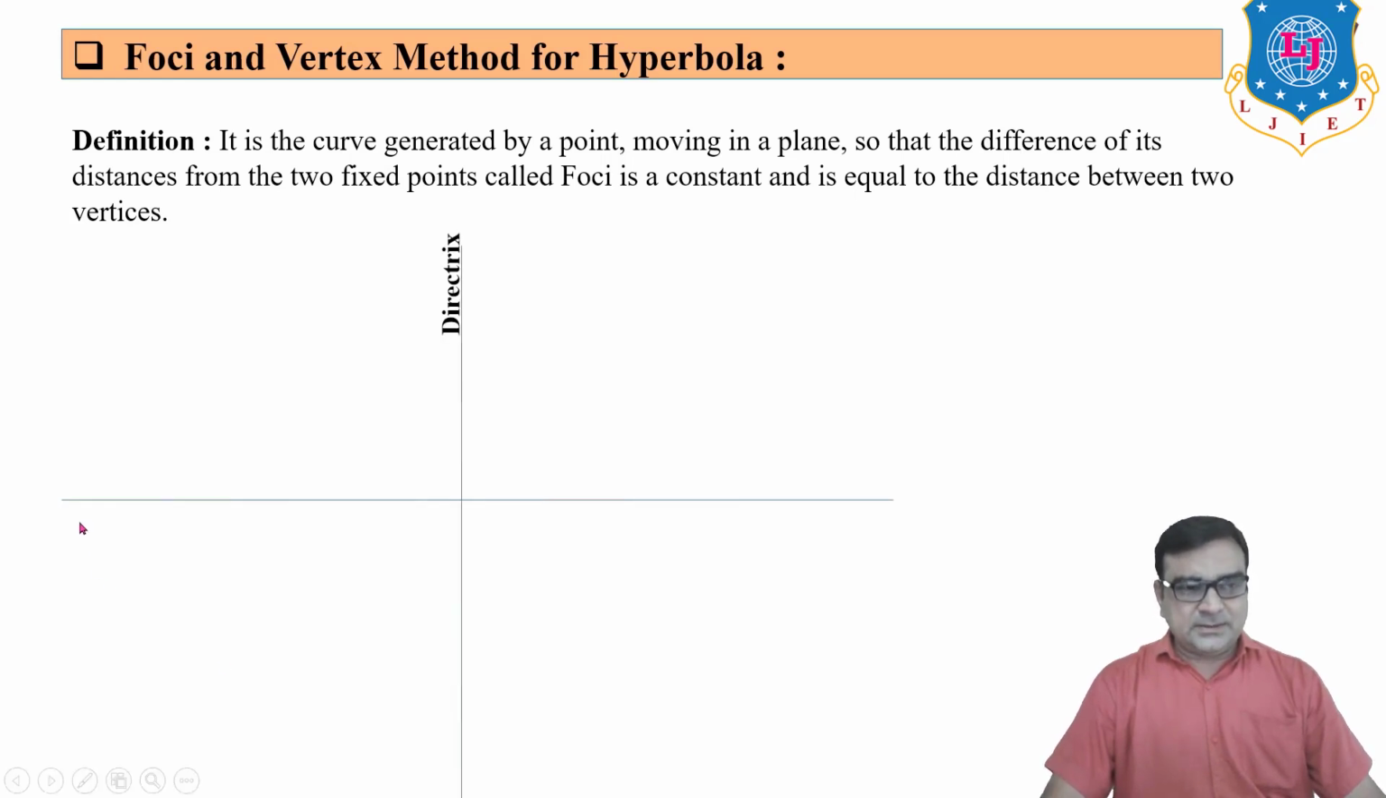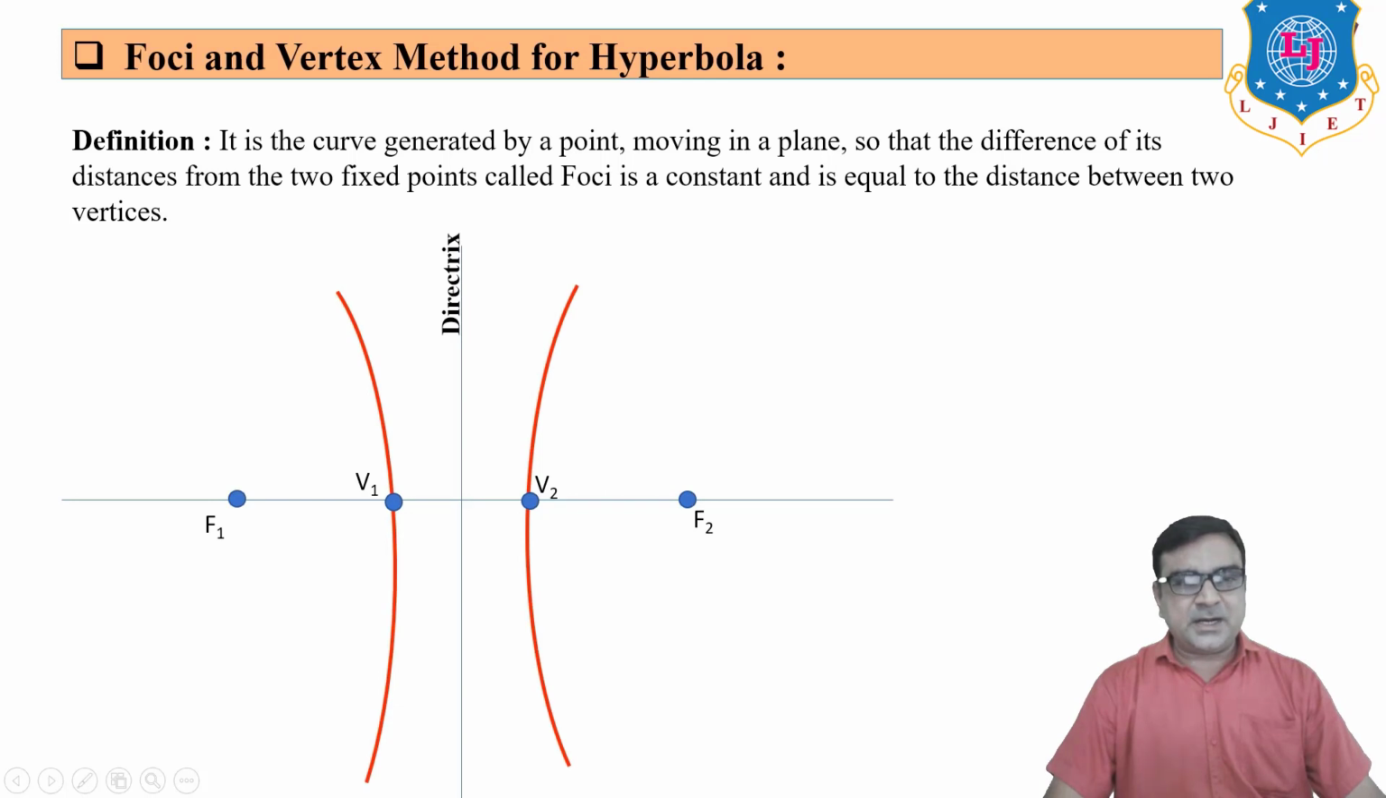So let us see. This is one conic axis, horizontal, and directrix, two vertex points, two focus points of the symmetrical hyperbola. Here this is a common directrix for this hyperbola and this hyperbola. V1 and V2 are vertex points and F1 and F2 are focus points.